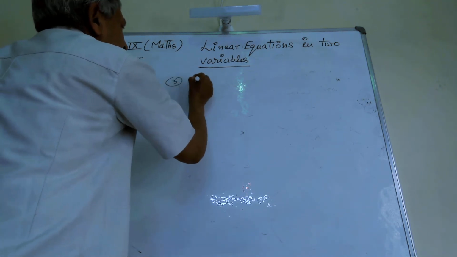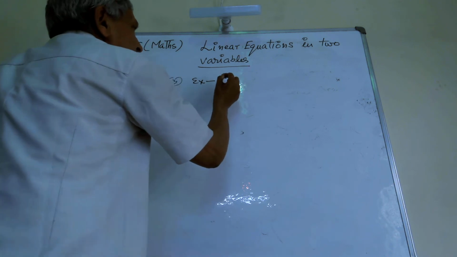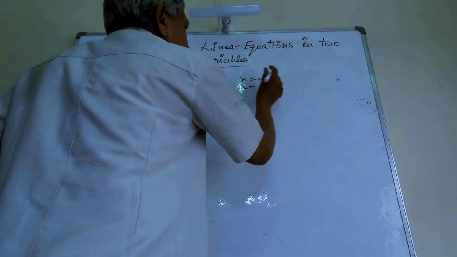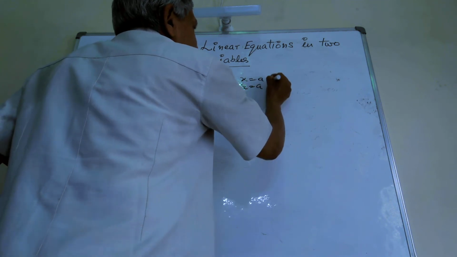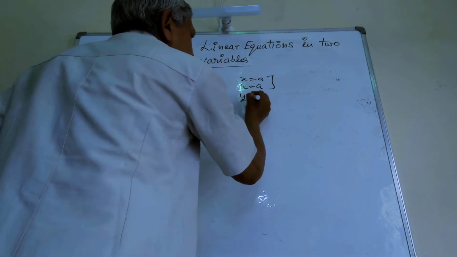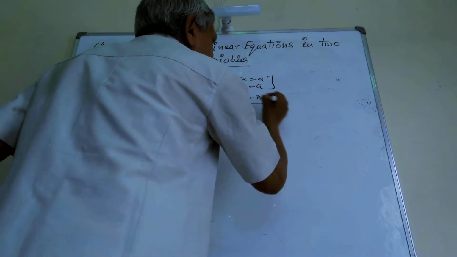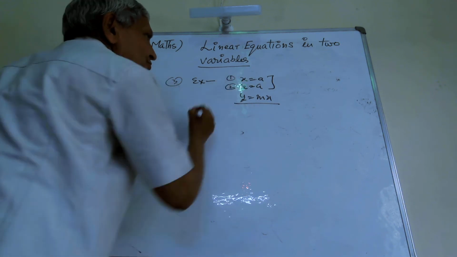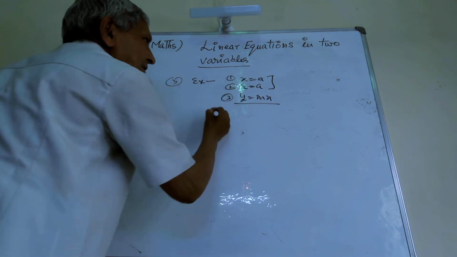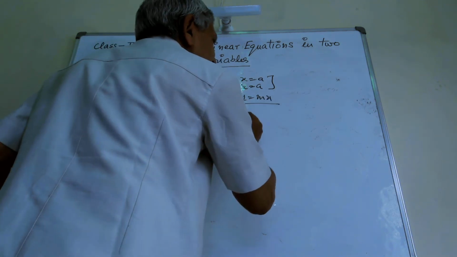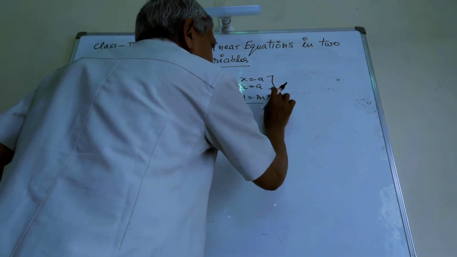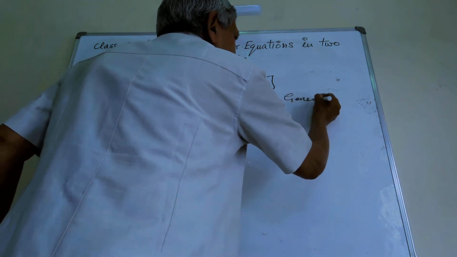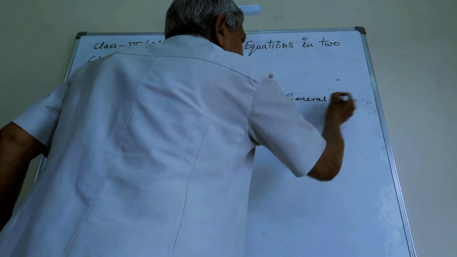In the third example, you have seen x is equal to a and y is equal to a. You have seen these two equations. Now y is equal to mx. This is another equation, the third type. First and second you have seen. In this, y is equal to mx. And take the example of this general form.